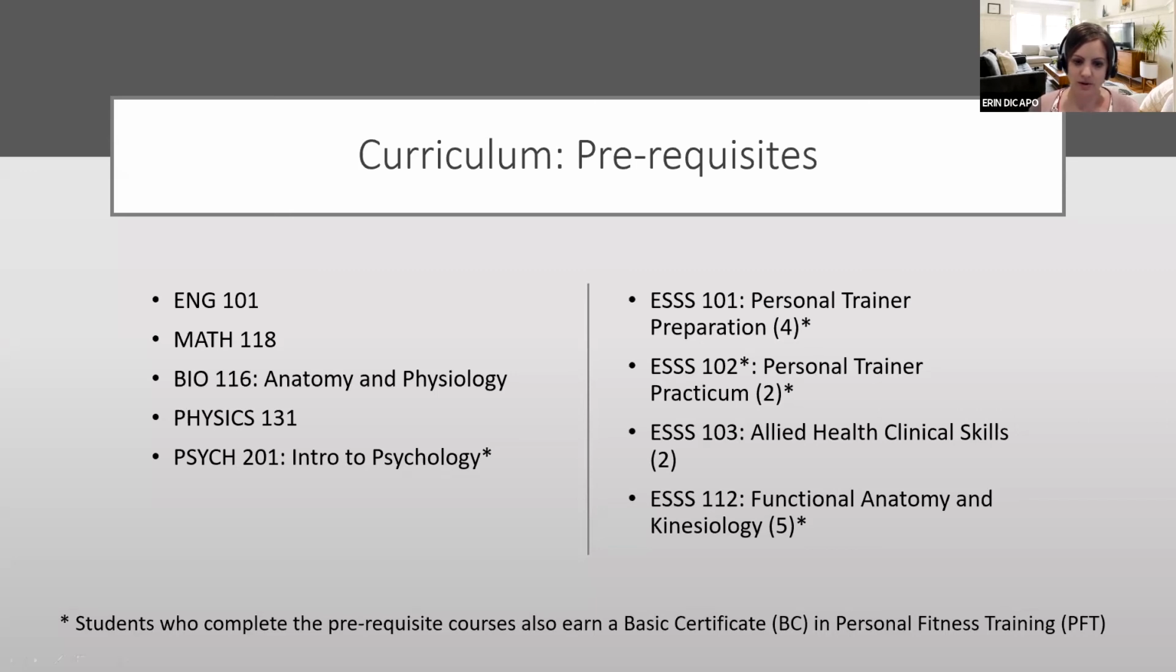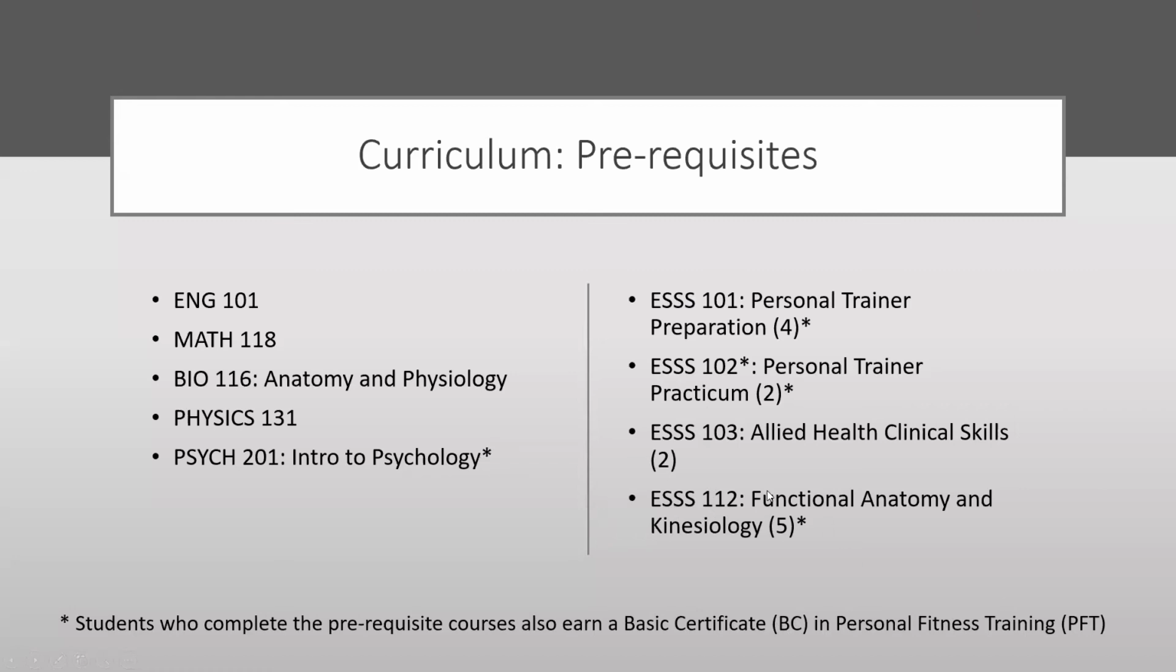So the courses that are a part of the basic certificate in personal fitness training have this asterisk. So it's psychology, and then 3 of our ESSS courses, 101, 102, and 112. And these are all of our exercise science courses.